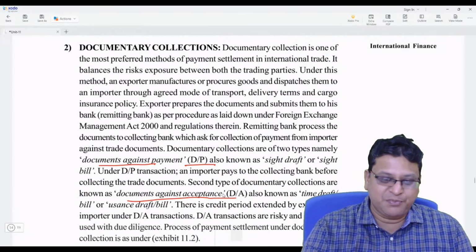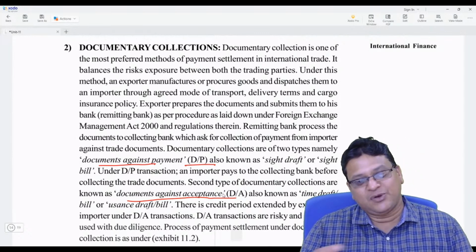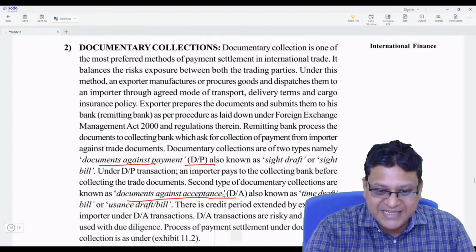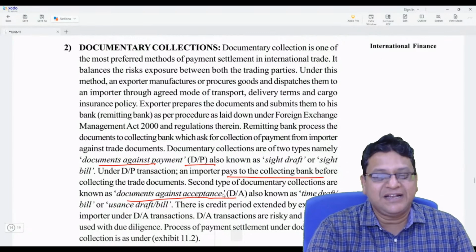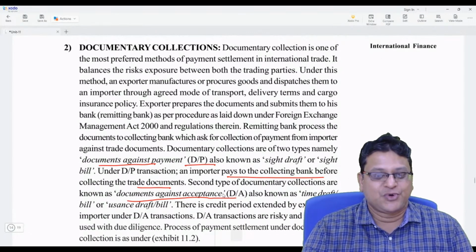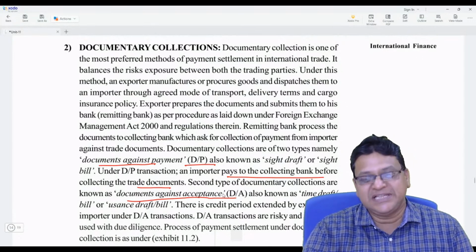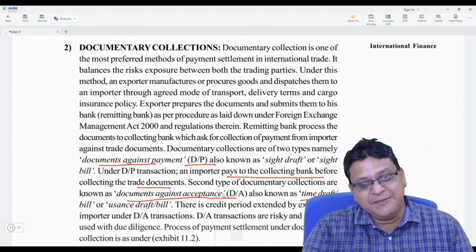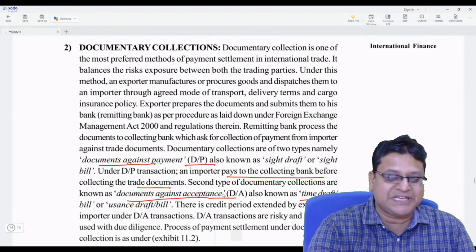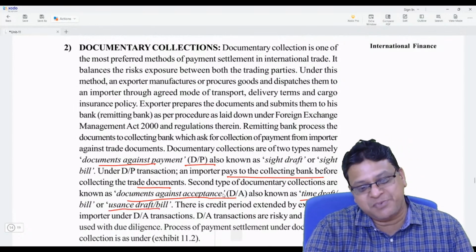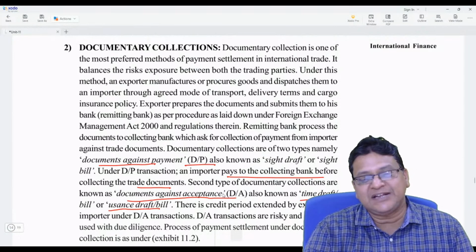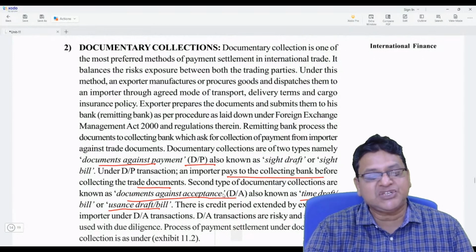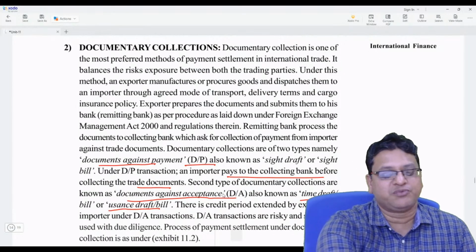In document against payment, the exporter sends the goods, and once it receives the payment, it releases the document of title to the goods to the importer. Document against acceptance means that once the exporter sends the goods, and the importer accepts the bill of exchange or draft of the exporter, the document of title to the goods is sent to the importer. This is known as documentary collection.